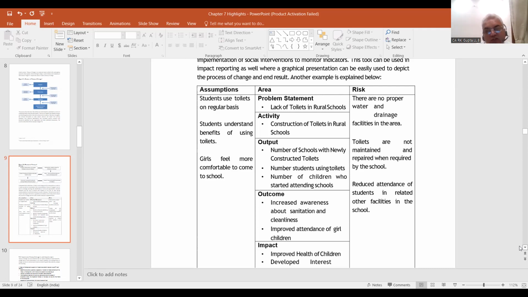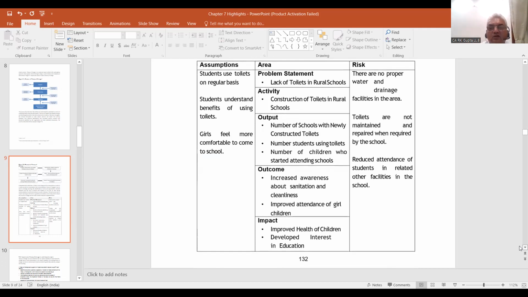What will be the outcome? Outcome will be qualitative in nature. Increased awareness about sanitation and cleanliness, then improved attendance of girl children who are not coming earlier, and impact. What is the impact? Improved health of children and developed interest in education.